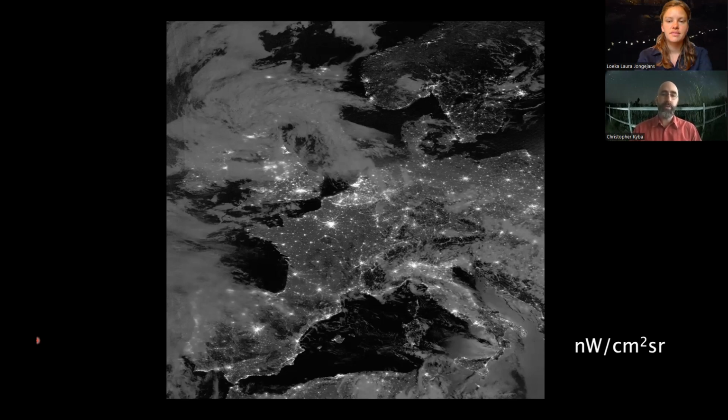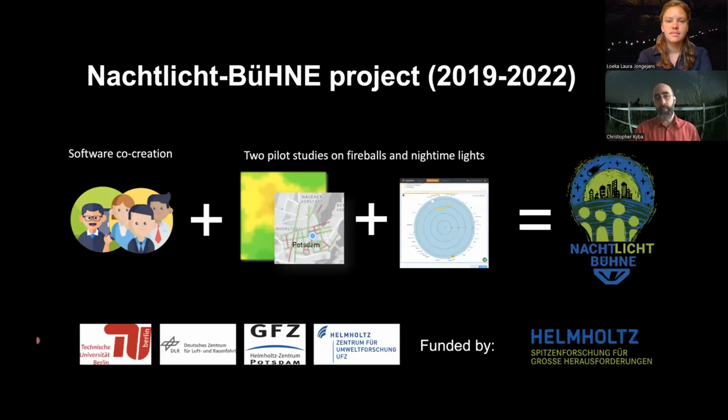And so what we wanted to do in our original Nachtlichter project was to translate this unit, nanowatts per centimeter squared per steradian, into something more understandable like lights per square kilometer. And that's what we did in the original project that ran from 2019 to 2022.